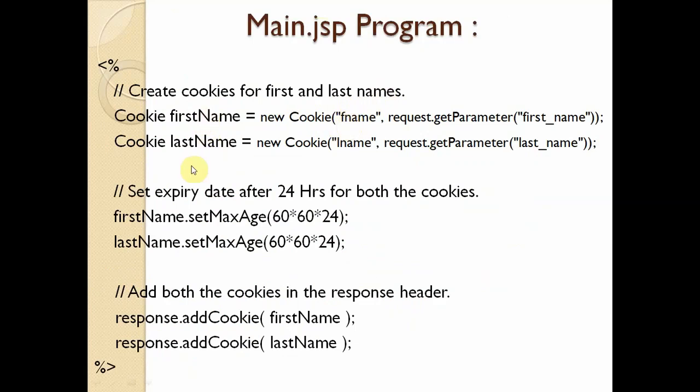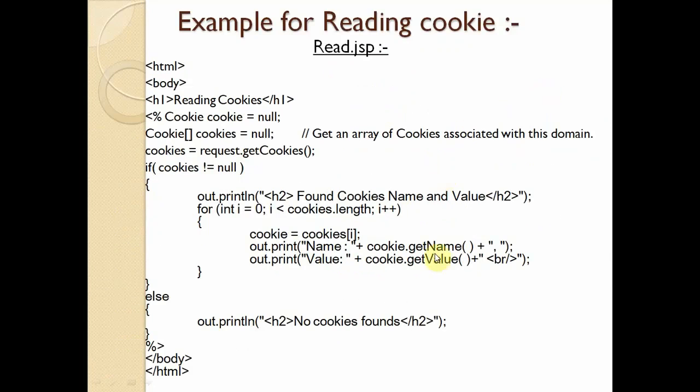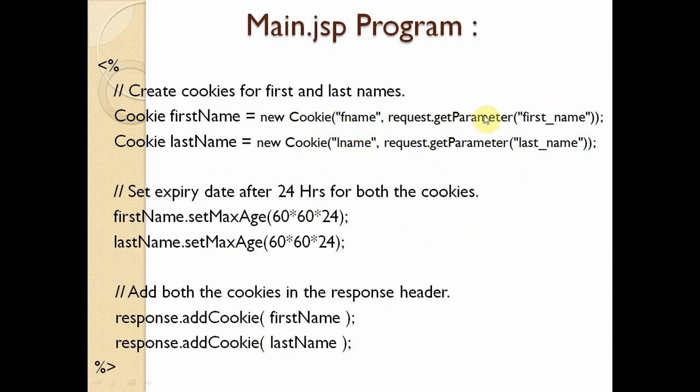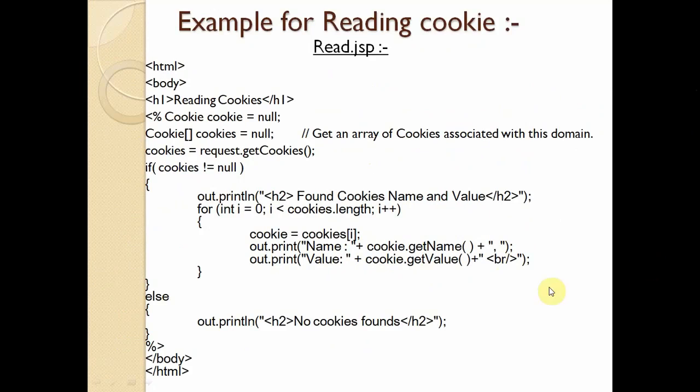अगर यहाँ पे दो कुकी हो जाती है सपोज, तो एरे के अंदर पहले फर्स्ट नेम कुकी आएगी फिर सेकंड नेम, तो जीरो पोजीशन पे फर्स्ट नेम होगा और वन पोजीशन पे लास्ट नेम होगा. तो जीरो पोजीशन पे वन नेम है तो इसकी वैल्यू ये आ जाएगी. तो आप यहाँ पे समझ लीजिए getName and getValue. getName will be this fname. getValue means जो हमने वहां से टेक्स्ट बॉक्स से वैल्यू उठाई है request.getParameter के थ्रू. So this is cookie.getName and cookie.getValue.